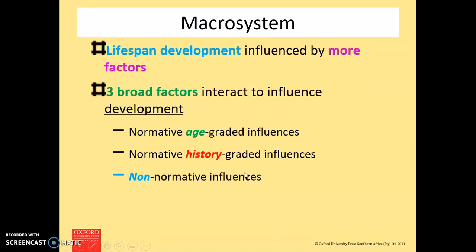Okay, the macro system also comes with an explanation regarding lifespan development. It explains that lifespan development is actually influenced by many factors. Based on this, there are three broad factors that interact to influence development. The first one is normative age-graded influence. The second one is normative history-graded influence, and the third one is non-normative influence.